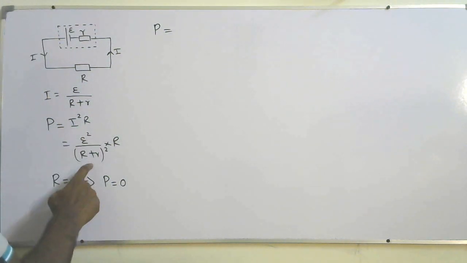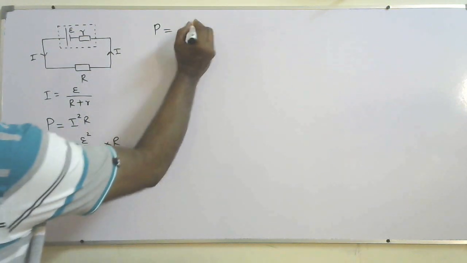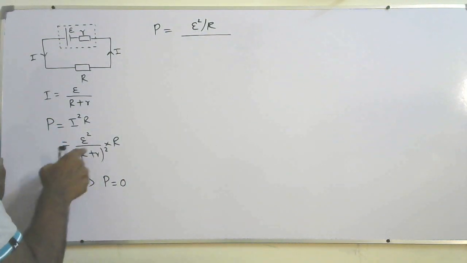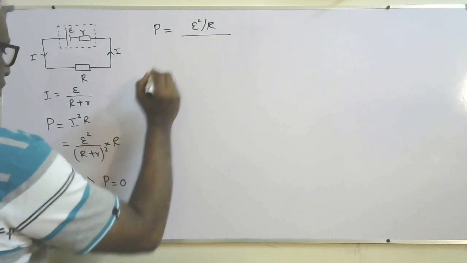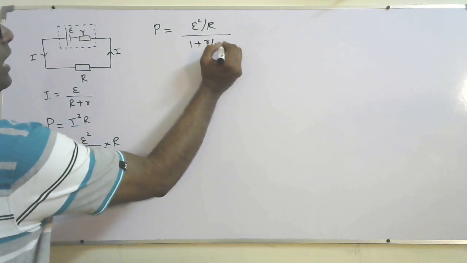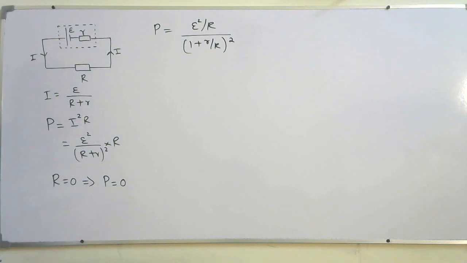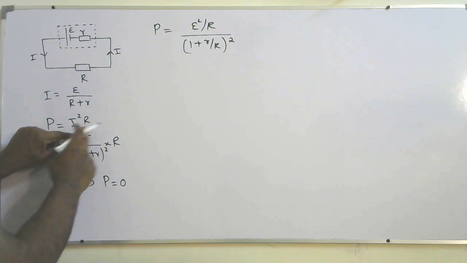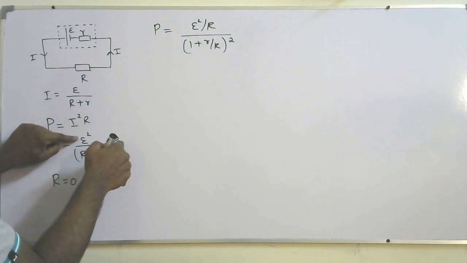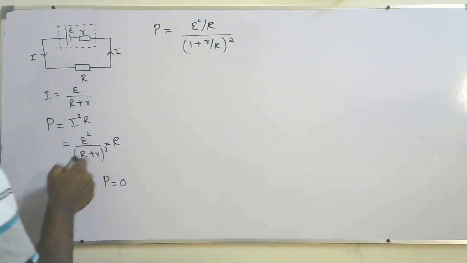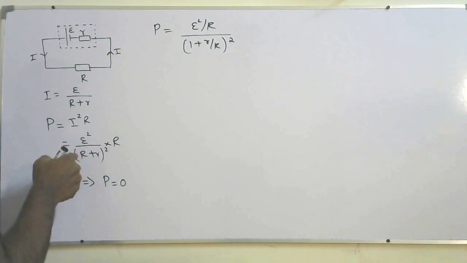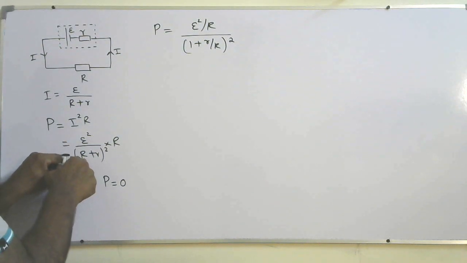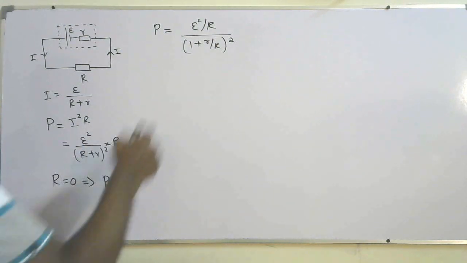So divide numerator and denominator by R squared. When I divide it, it will become EMF squared over R. When I divide the denominator by R squared, it's going to be 1 plus r over R all squared. Anyway, don't worry about the mathematical part, simple algebra. When I divide the numerator by R squared, E squared over R, because one R will get cancelled here. Then when I take the R squared into the bracket, it will become r over R, so 1 plus r over R all squared.